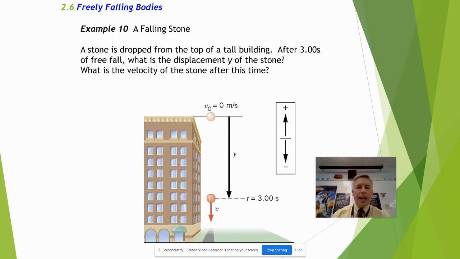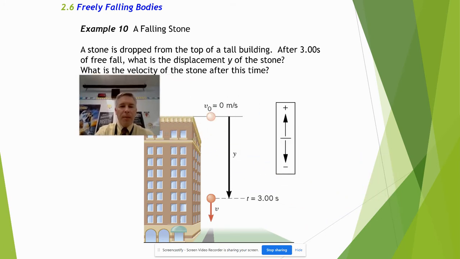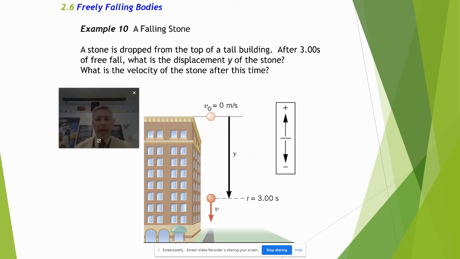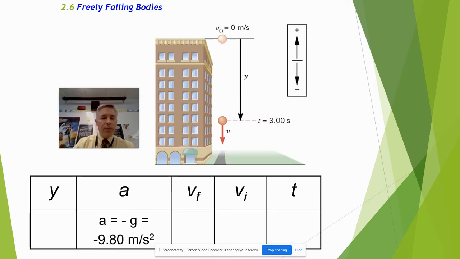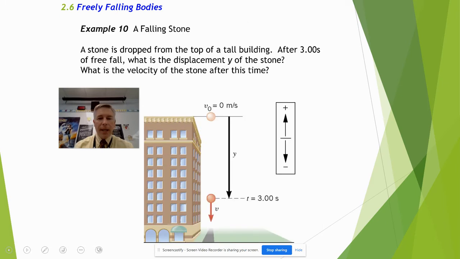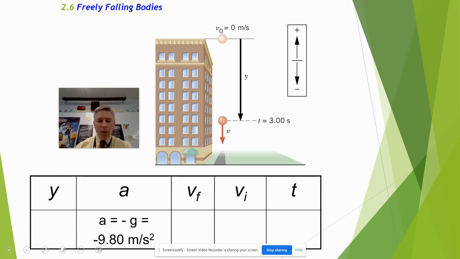For example, let's say you are sitting at the top of some building and you drop an object from rest. So vi is going to be 0. We're going to look at how far it has fallen. What is the displacement of it after 3 seconds? And what's the velocity of it after 3 seconds? So what we're really trying to find are two bits of information: vf and y.